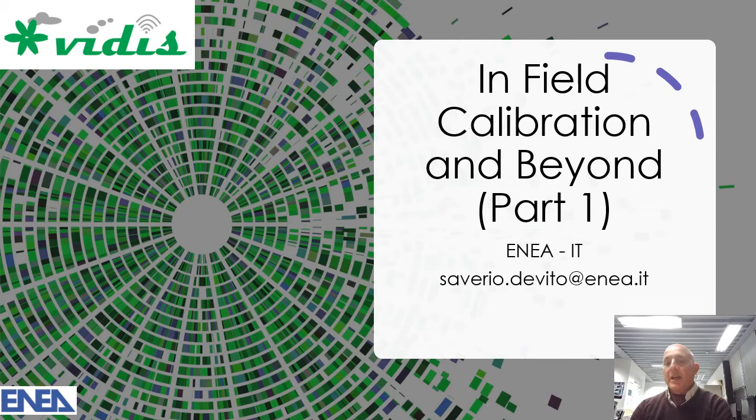Welcome to this first lecture of the topic in-field calibration and beyond. It is designed to lay the basis of field calibration in the wild, so in real-world conditions, and to have a glimpse of what lies beyond field calibration in order to achieve the long-sought scalability of this process that is designed to achieve high accuracy from low-cost chemical sensor systems.